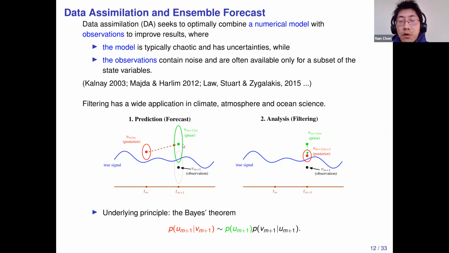Then you combine your forecast value with your observations. And the observations usually will not be the same as the forecast, so you will have two distributions. Then you combine these two distributions together in a certain optimal way, and you will get a better state estimation that will be, in principle, closer to the truth. But closer means the mean or the mode will be closer, but still you have some uncertainties.